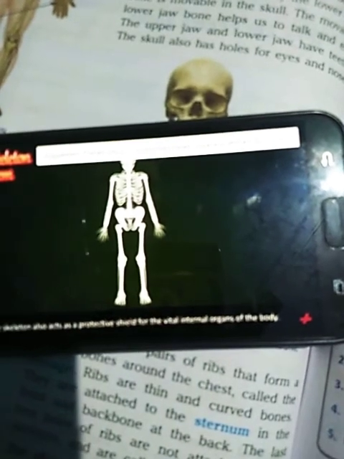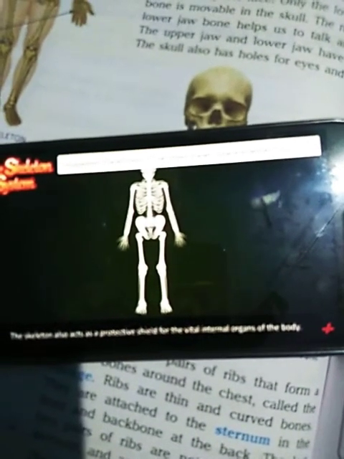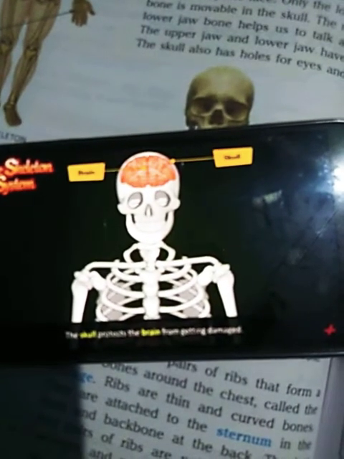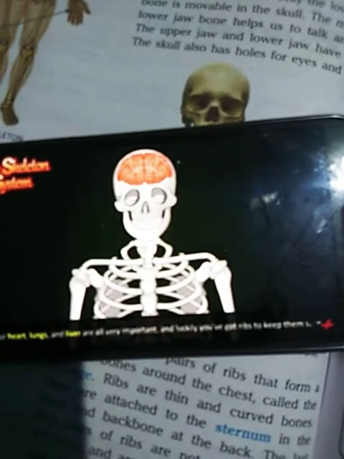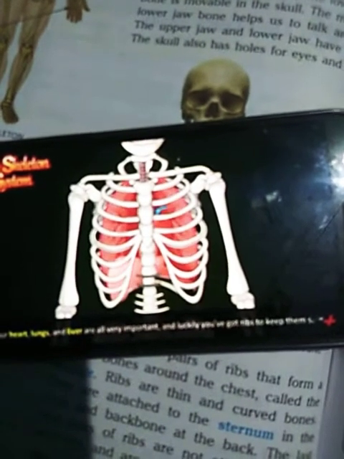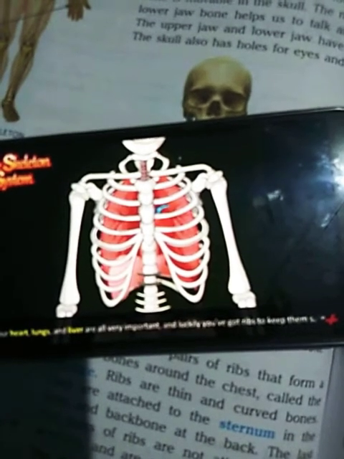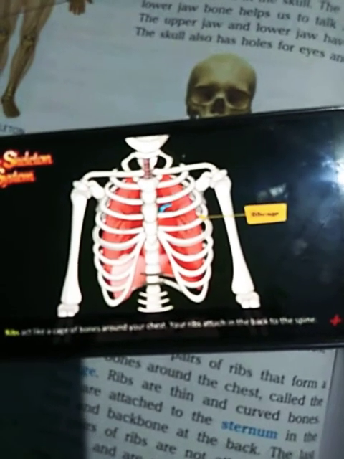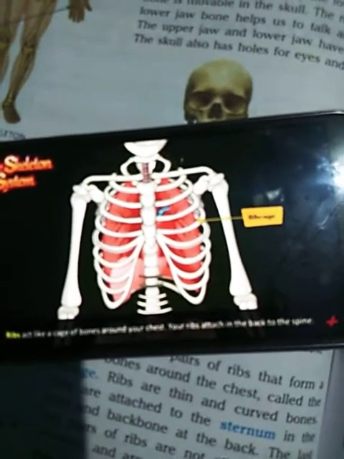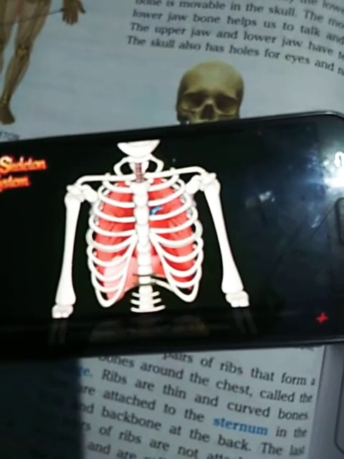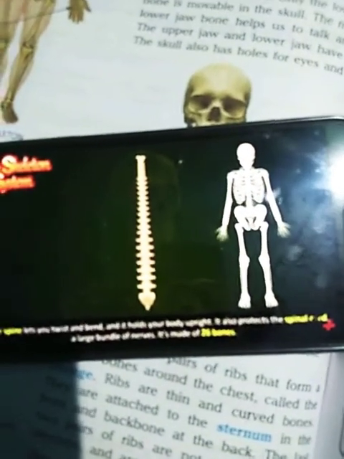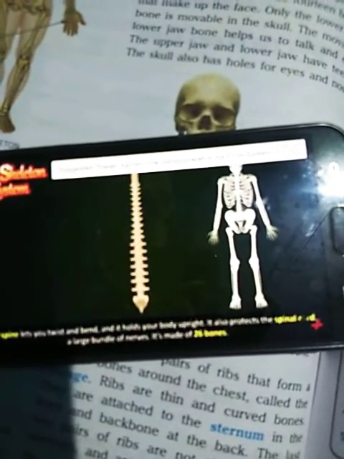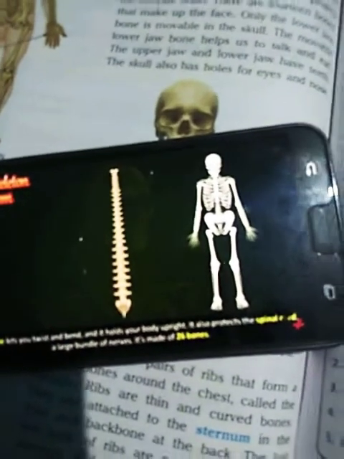The skeleton also acts as a protective shield for the vital internal organs of the body. The skull protects the brain from getting damaged. Your heart, lungs, and liver are all very important, and luckily you've got ribs to keep them safe. Ribs act like a cage of bones around your chest. Your ribs attach in the back to the spine. Your spine lets you twist and bend, and it holds your body upright. It also protects the spinal cord, a large bundle of nerves. It's made of 26 bones.